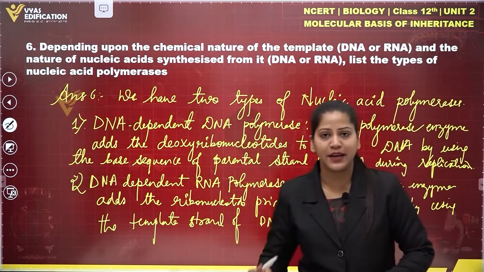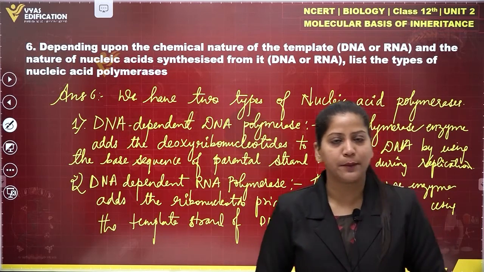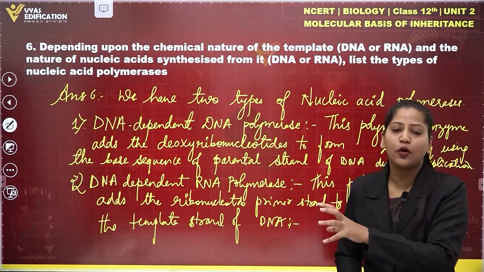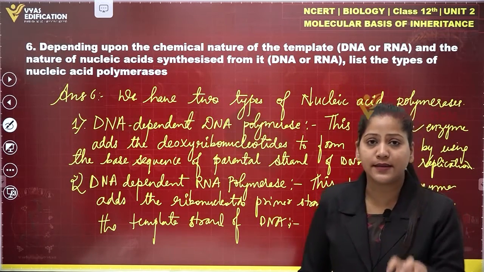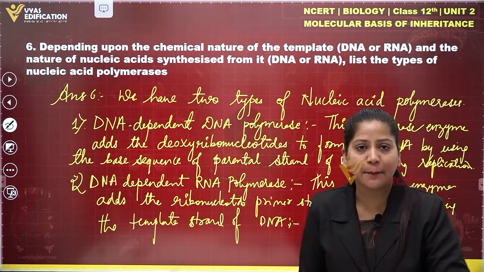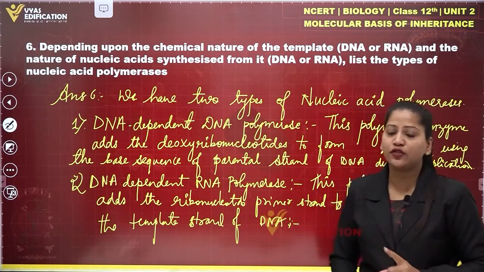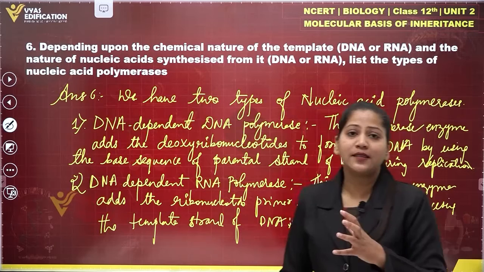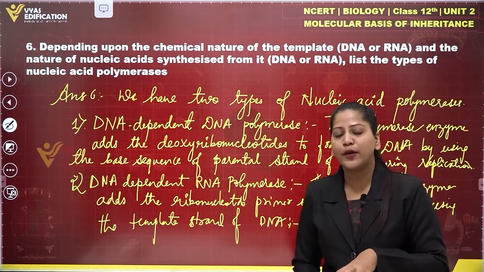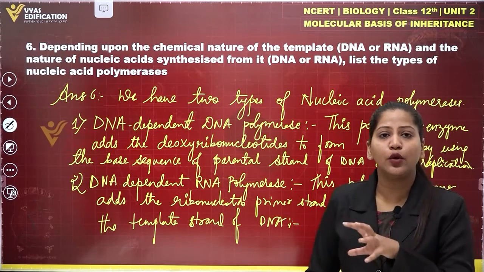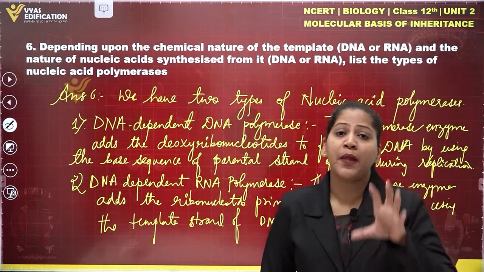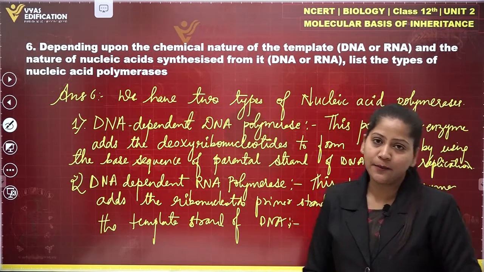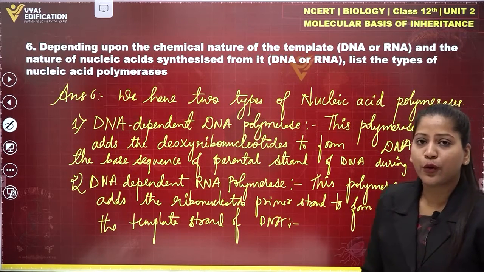One is DNA dependent DNA polymerase, and the other is DNA dependent RNA polymerase. DNA dependent DNA polymerase adds deoxyribonucleotides to synthesize DNA by using the parental or template strand of DNA during the process of replication, whereas the other type, DNA dependent RNA polymerase, is also a polymerase enzyme, which adds ribonucleotides to synthesize RNA by using the template strand of DNA during the process of RNA synthesis. Now this is the complete solution of question number 6.